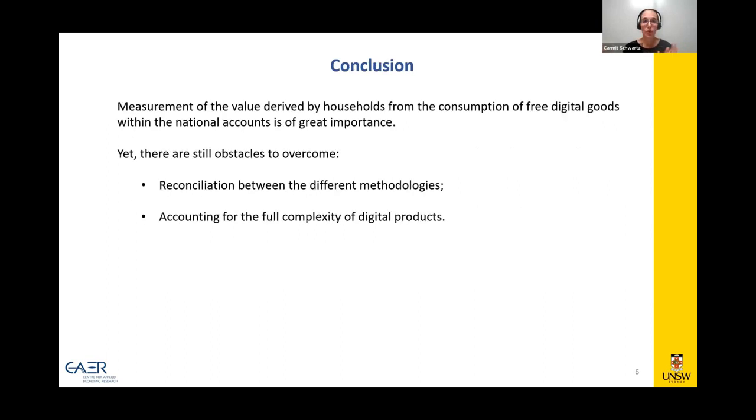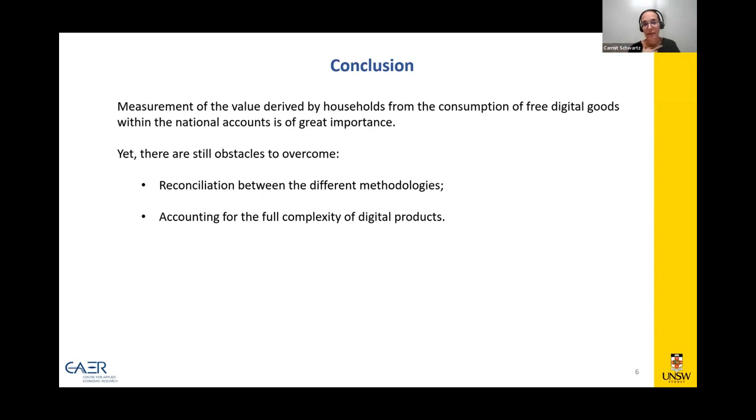And to conclude the discussion, I think that the measurement of the value derived by households from the consumption of free digital goods within the national accounts is of great importance. Yet there are still obstacles to overcome. First, how to reconcile the different methodologies. Different providers use different business models to finance the provision of free digital goods. While the total cost approach and John's paper offer treatment of two different business models, there still remains the question of how to reconcile them. Are they fully mutually exclusive, in the sense that applying the two simultaneously will not create double counting in the national accounts? Would the application of both simultaneously account for all possible cases?